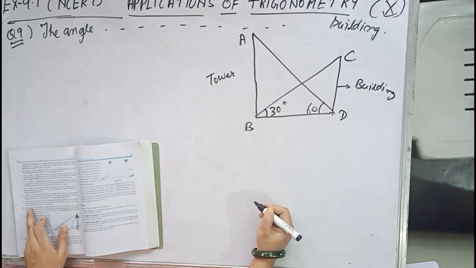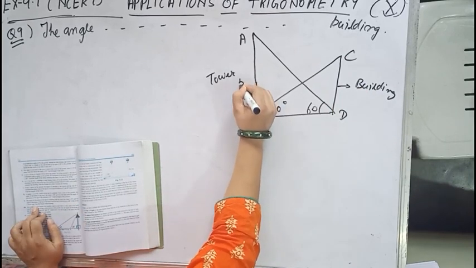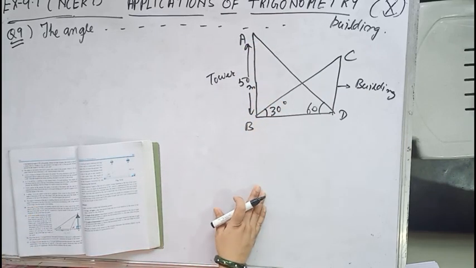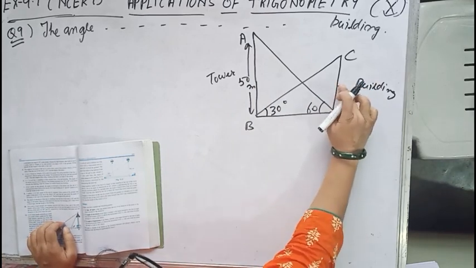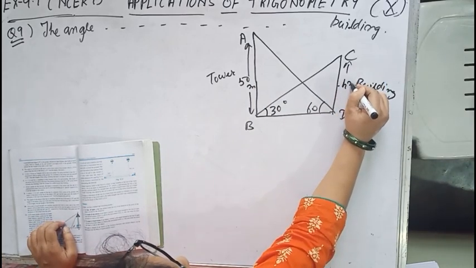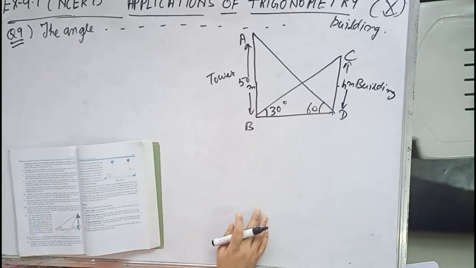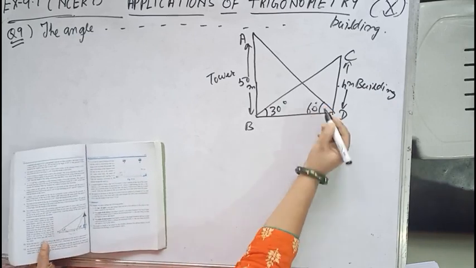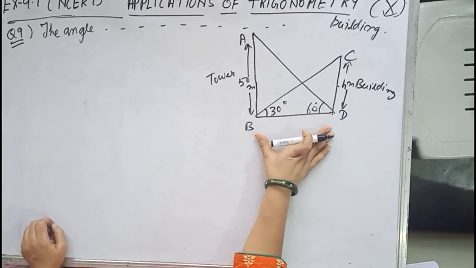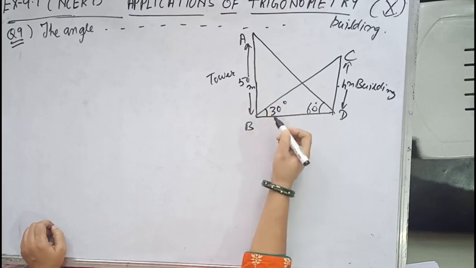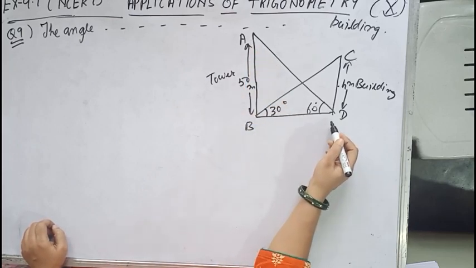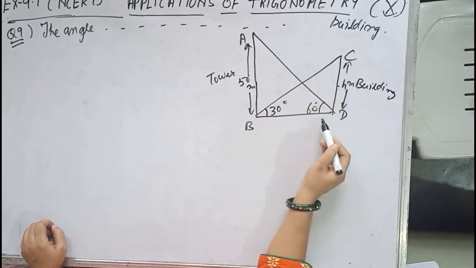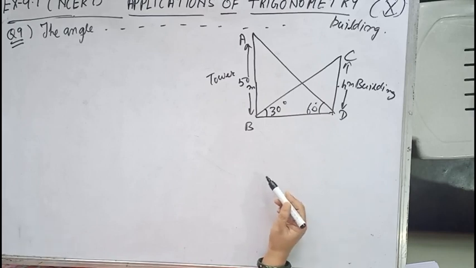Now if the tower is 50 meter high, find the height of the building. So let us suppose that the height of the building is h meter. So we have to find the height of the building. So it's an easy question, children. What we will do? First we will find this distance BD by using tan ratio in the triangle ABD. Then after getting the value of BD, again we will be using tan ratio in triangle CBD. Then we will be getting the value of h.